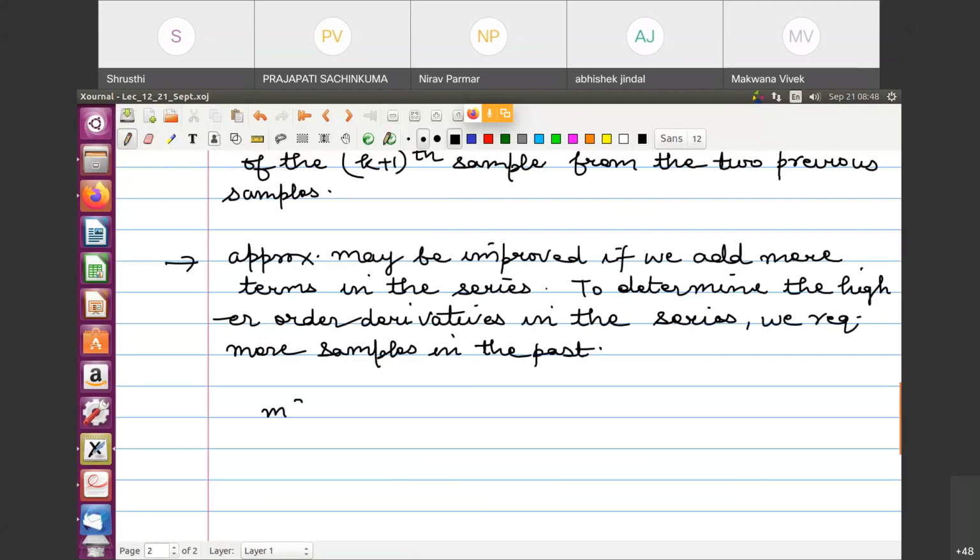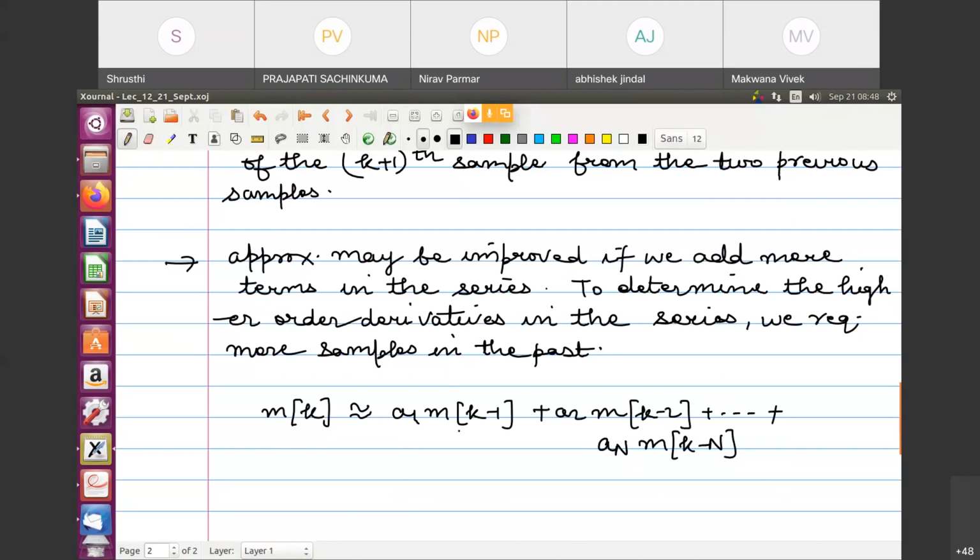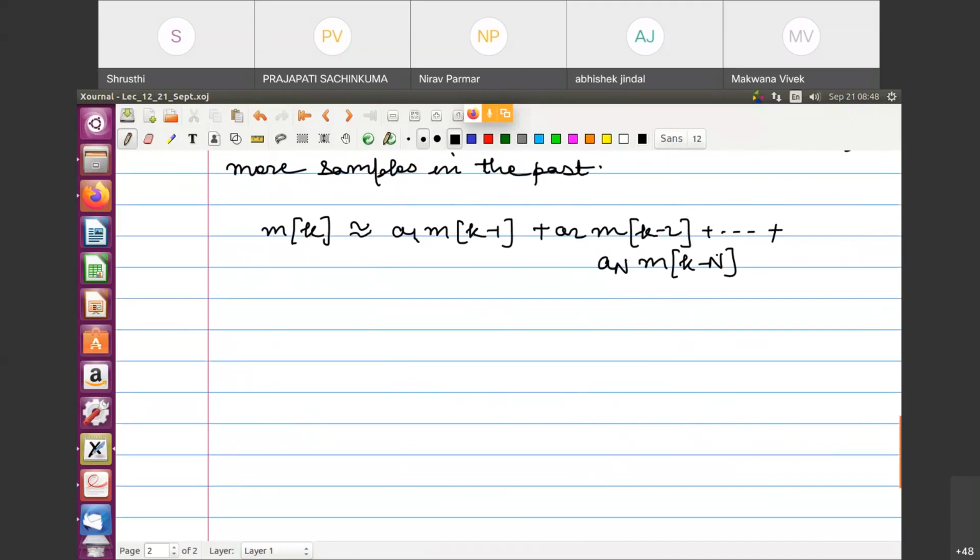So m of k can approximate it by a1 m of k minus 1 plus a2 m of k minus 2, where a1, a2 are some constants. And this goes on. Suppose we are using n terms in the series, so a of capital N, m of k minus capital N. So it shows that with the help of a1, a2, up to aN and n past samples of this sequence m of k, I can find the current sample m of k, or I can approximate it.